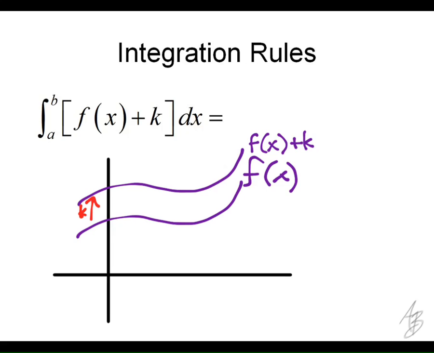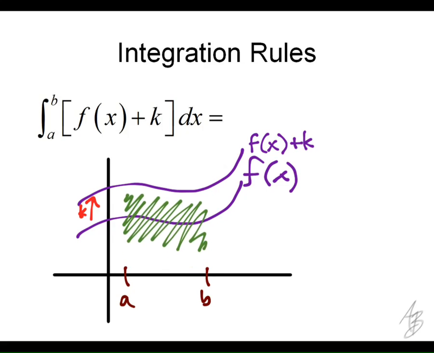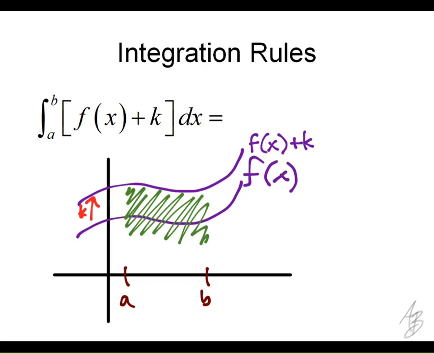So what's happening here is basically we're taking this area, and let me just shade in the area here. I didn't put the A and B on here yet. Let's say we're going from A to B. We're going to take this area right here, and if we shift that area up by k, then what we have underneath it is a rectangle that is k units high and b minus a units wide.